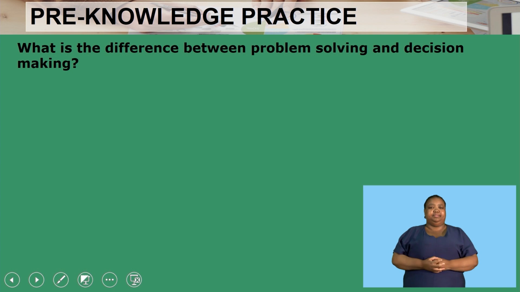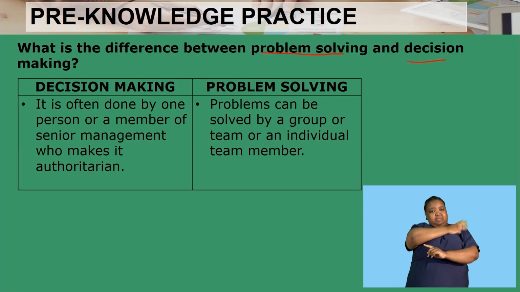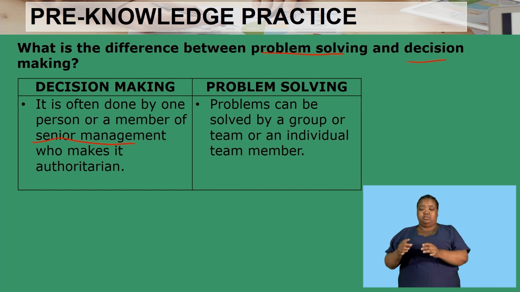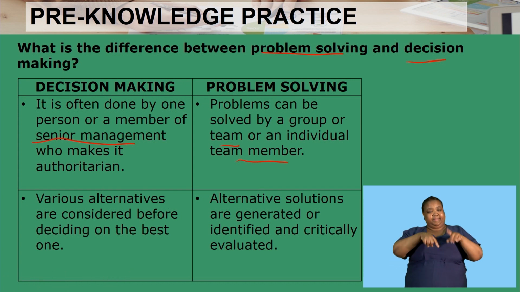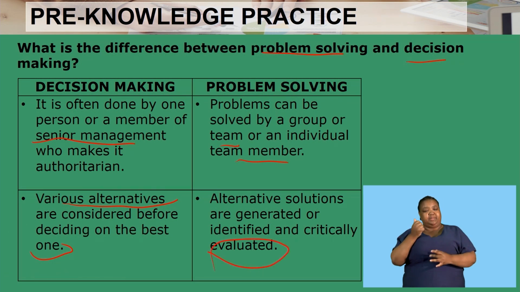Right, so now this is a practice. From everything that I just said, you should know the differences between problem solving and decision making. Decision making is often done by one person or a member of senior management who makes it authoritarian, whereas problem solving can be done by a group or team, an individual or team member. Under decision making, various alternatives are considered before deciding on the best one, whereas with problem solving, alternative solutions are gathered or identified and critically evaluated.